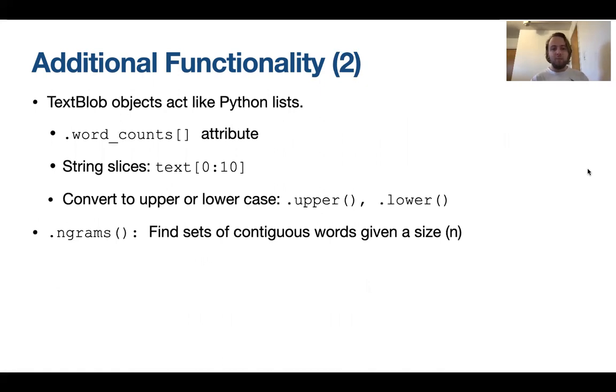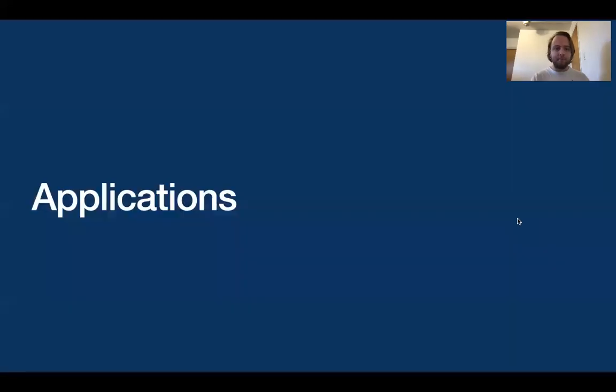Additionally, TextBlob objects act like Python lists or strings. So if you want the first 11 characters from some piece of text, you run 0:10, just like you would on a Python string. Additionally, there's also the upper and lower methods, which convert to upper and lower case respectively. And then there's also the n-gram, so you can get sets of contiguous words of size n, n being the size that you, the programmer, provide.